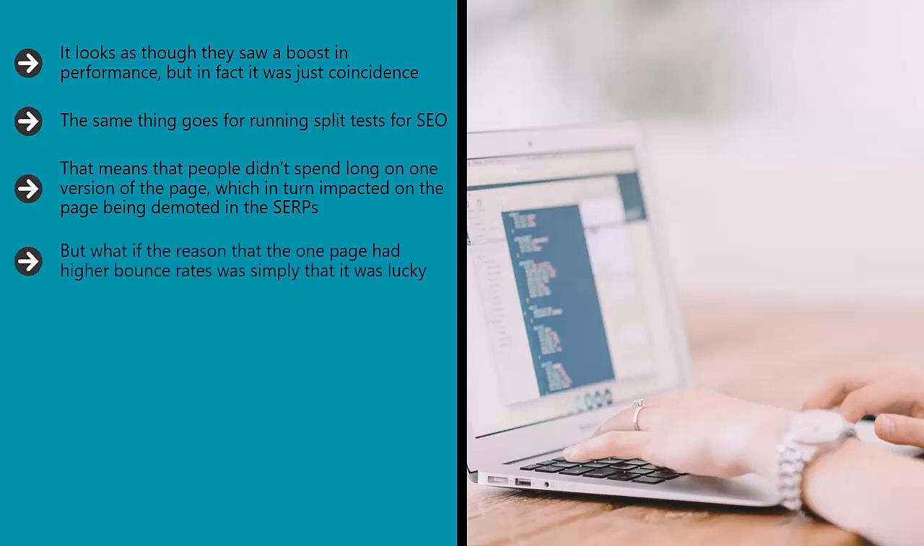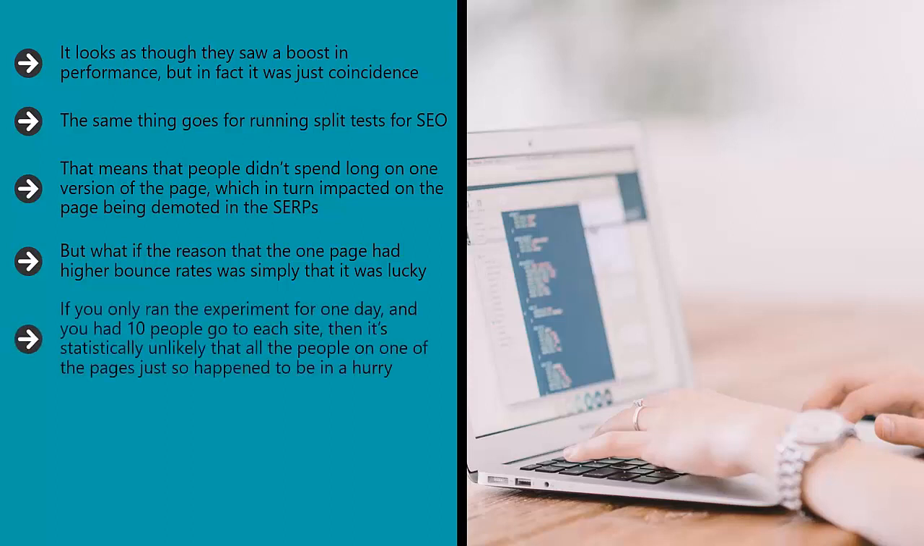But what if the reason that the one page had higher bounce rates was simply that it was lucky, that the people who went there happened to be in less of a hurry? If you only ran the experiment for one day, and you had 10 people go to each site, then it's statistically unlikely that all the people on one of the pages just so happened to be in a hurry, but it's not impossible. And this is where the idea of statistical significance comes in.